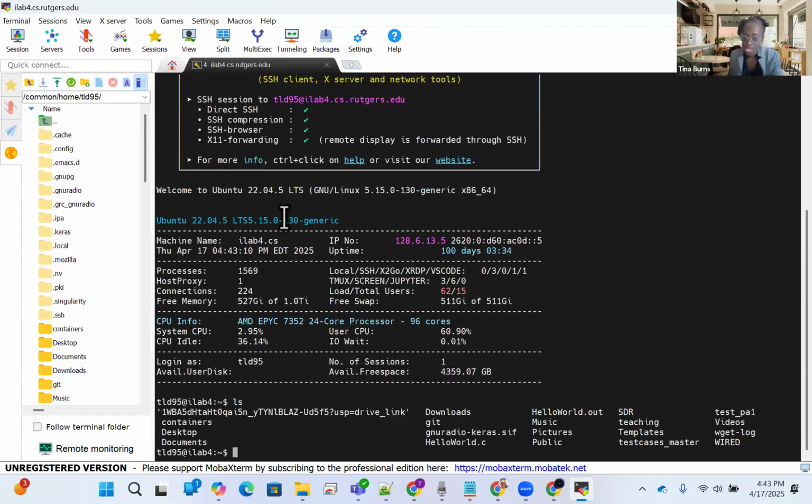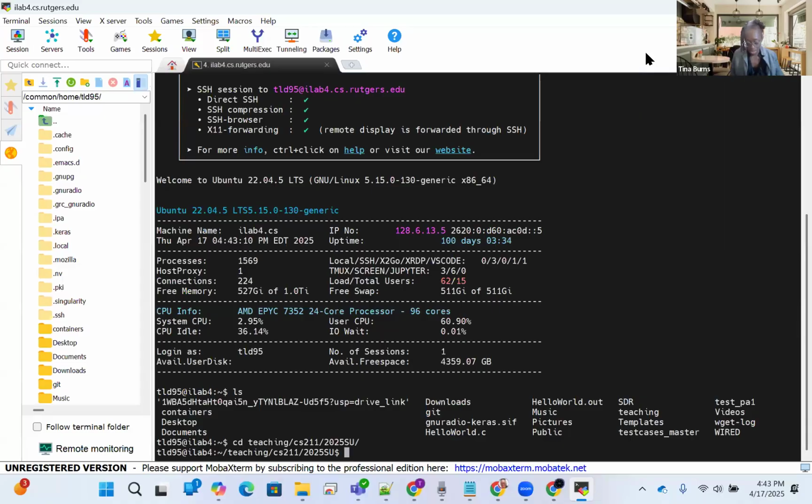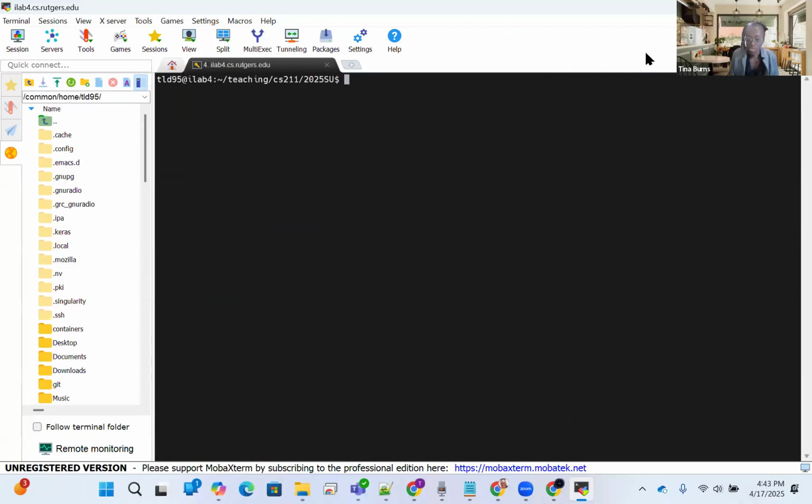And if I do an LS, you'll see that it has the same screen as I had previously. So if you wanted to remote in this way, you can do that as well. And I can CD into that same teaching directory that I was in previously. And now I'm in that same directory that I was in before.